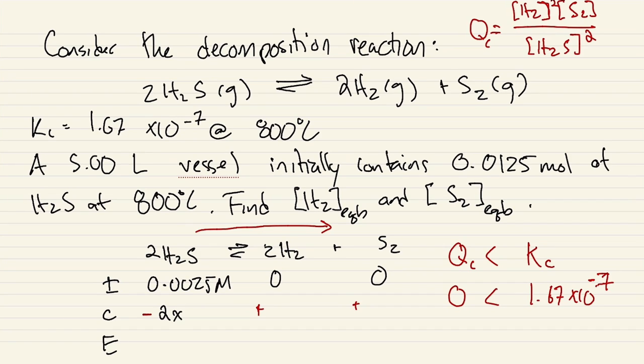What about for hydrogen gas? How much are we gaining? Plus 2x. And then what about sulfur gas? Just x, right? Because it doesn't have a coefficient in front of it. So now we just add our initial and change to get our equilibrium values. So this is going to be 0.0025 minus 2x. This will just be 2x, and this is equal to x, right? So all we did is we put an imaginary line here, and we just add those 2 rows together. The initial and the change gives us our equilibrium values.